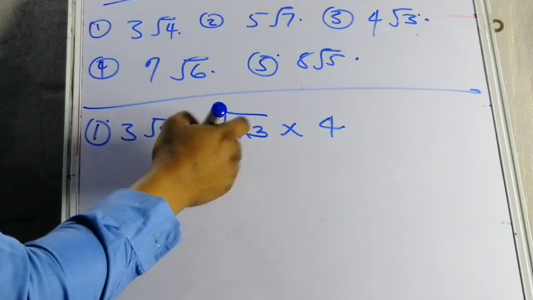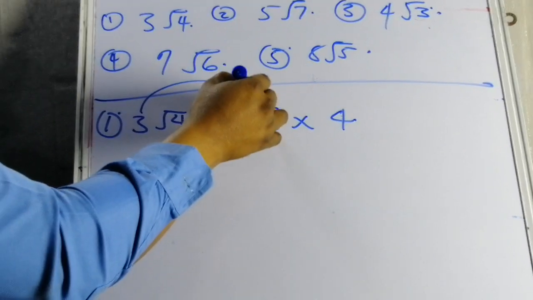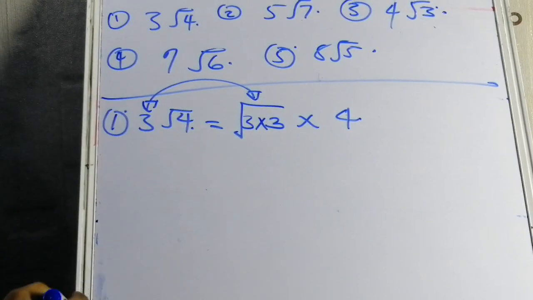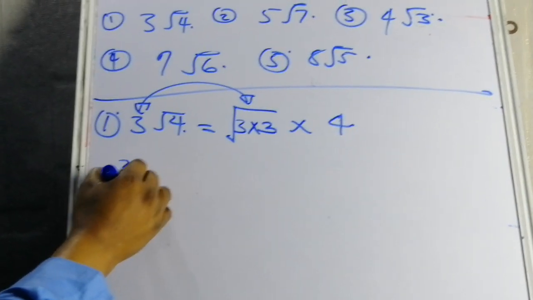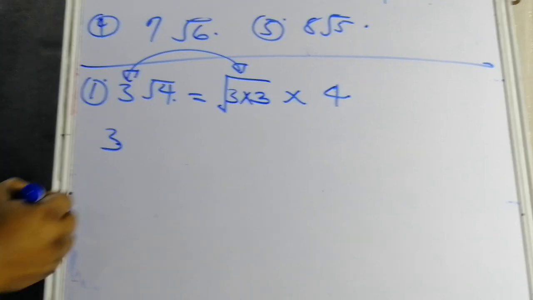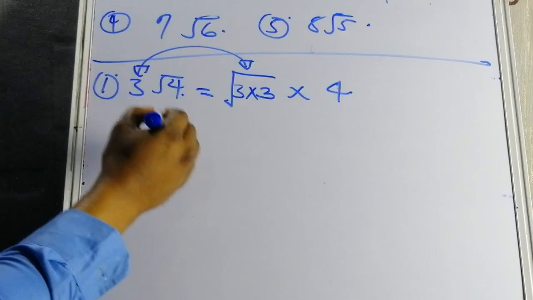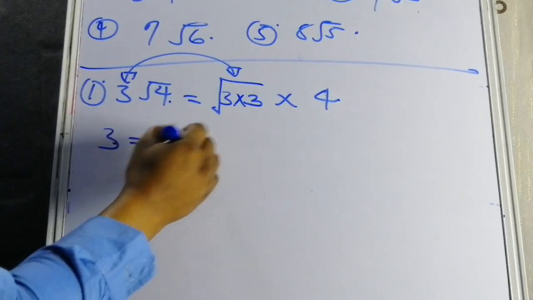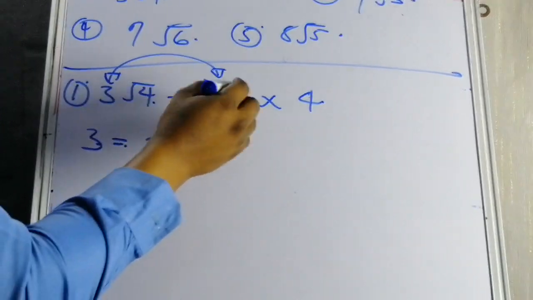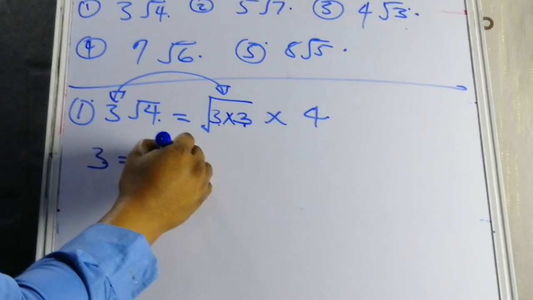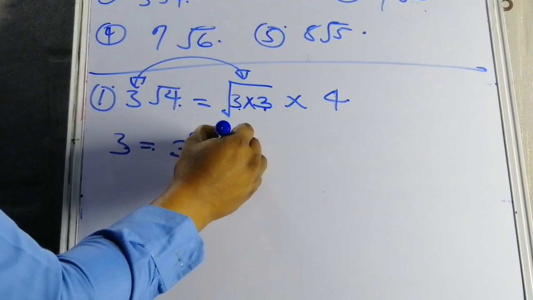Okay, how did I arrive at this? This 3 here is the same thing as what we have here. So how did I arrive at that? Look at it very well. You have 3 here, and it's also the same thing as 3. Take one 3. You have 3 in double places: 3 raised to power 2 times power of what?